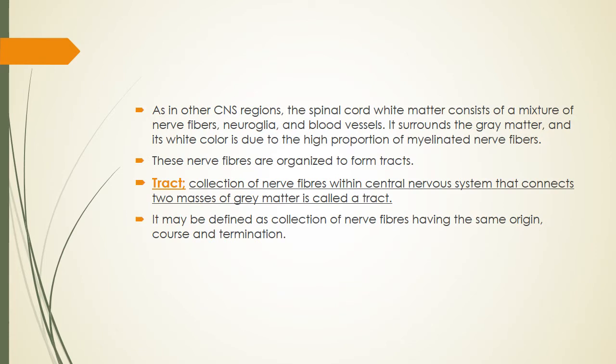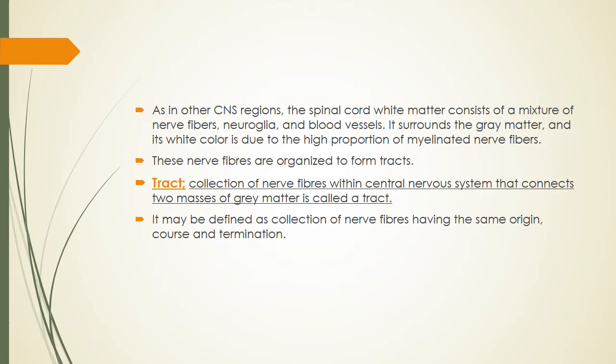Then, as in other central nervous system regions, the spinal cord white matter consists of a mixture of nerve fibers, neuroglia and blood vessels. In the spinal cord, it surrounds the central core of grey matter, and its white color is due to the high proportion of myelinated nerve fibers. The nerve fibers which are present in the white matter are organized and form tracts.